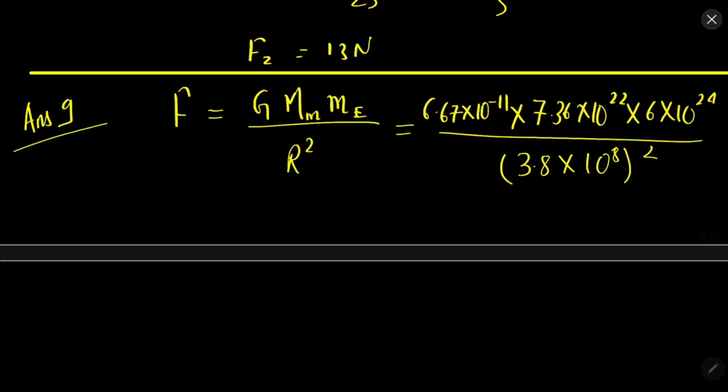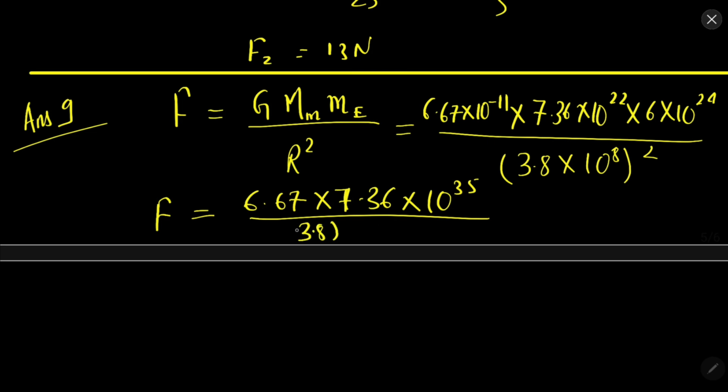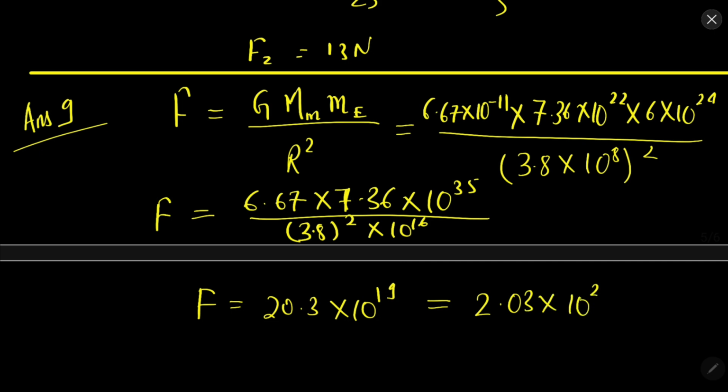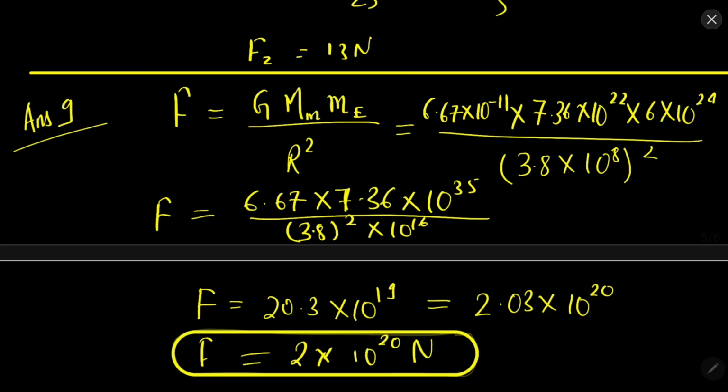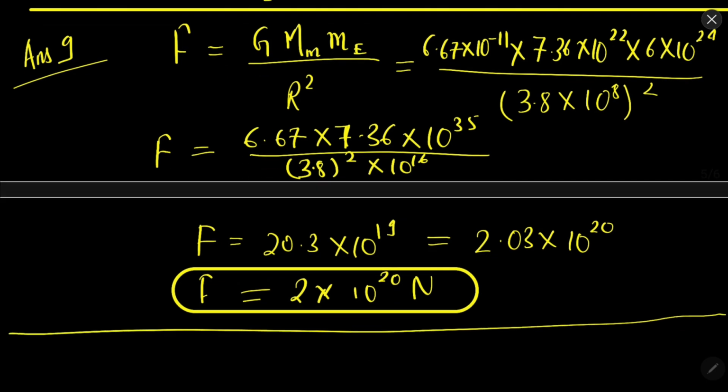So now the force between earth and moon can be found out by, after simplification, 6.67 into 7.36 into 10 to the power 35 upon 3.8 squared into 10 to the power 16. So the force will be 20.3 into 10 to the power 19, or 2.03 into 10 to the power 20. So the force between earth and moon is approximately 2 into 10 to the power 20 Newton. So this is the force between earth and moon.